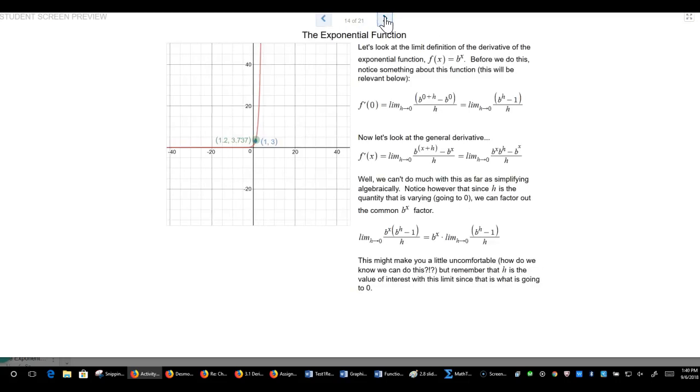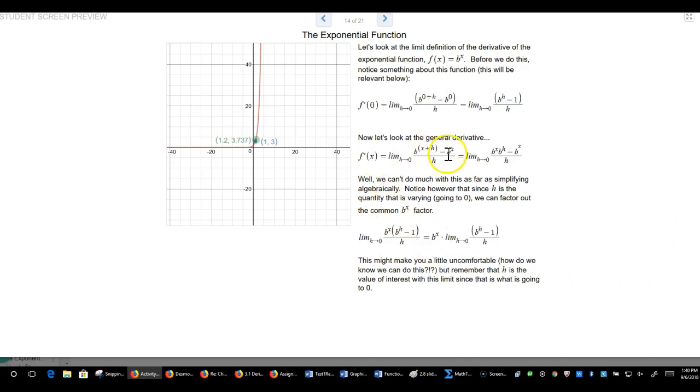Now let's look at the exponential function. Remember, the basic exponential function is just b to the x, where b is some number that is greater than 0. We're going to apply the difference quotient to that, but before we do, I want to point something out. If f of x is b to the x, let's first find f prime of 0, and the only reason I'm doing this is because we need to use it later. When I apply the difference quotient at x equals 0, I get this limit: the limit as h goes to 0 of b to the h minus 1 over h. We're just going to put that aside right now.